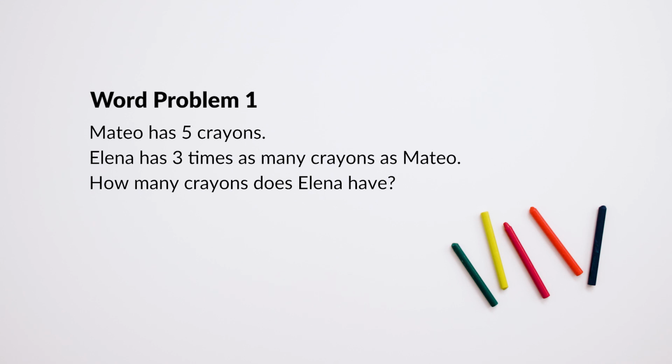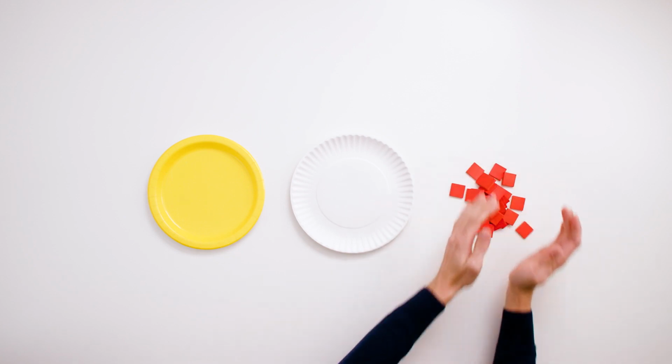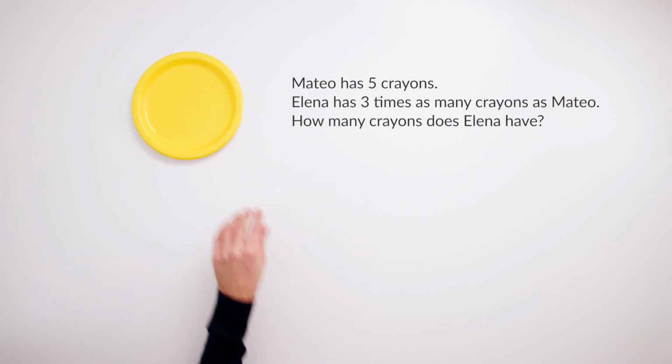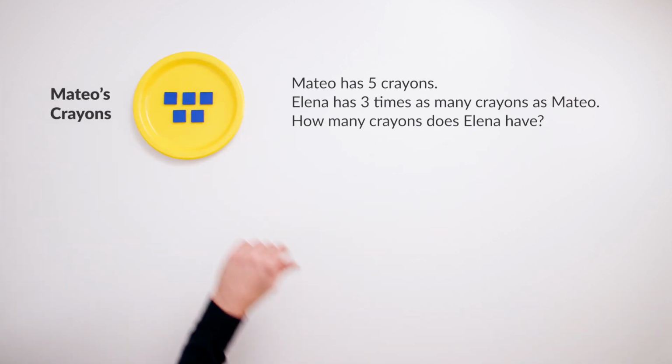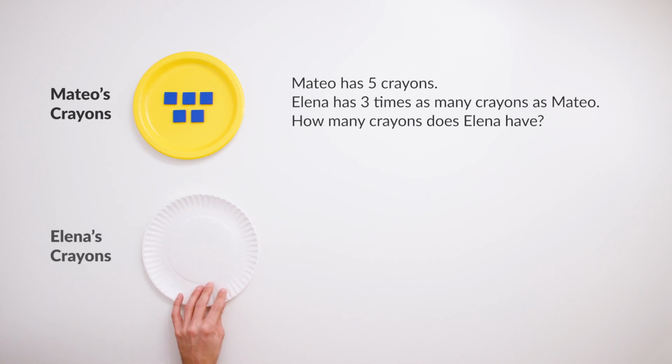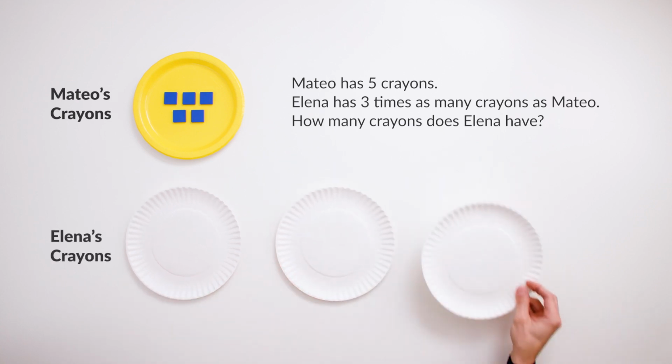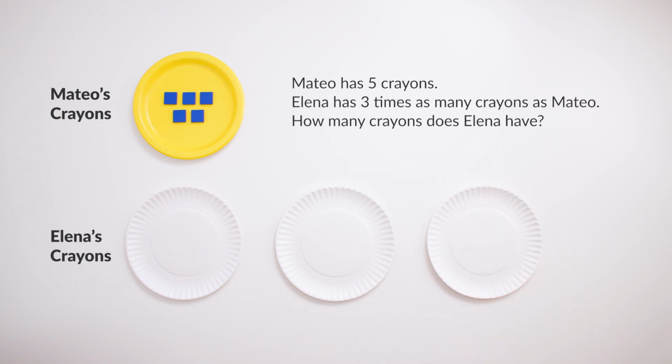Let's make sense of the problem situation. Who has more crayons, Elena or Matteo? Elena has more crayons because she has 3 times as many as Matteo. To find out how many crayons Elena has, let's use paper plates and tiles to represent the problem. First, I'll put out a yellow plate with 5 tiles on it to represent Matteo's crayons. Next, I'll use white plates for Elena's crayons. Because Elena has 3 times as many crayons as Matteo, I'll put down 3 white plates.